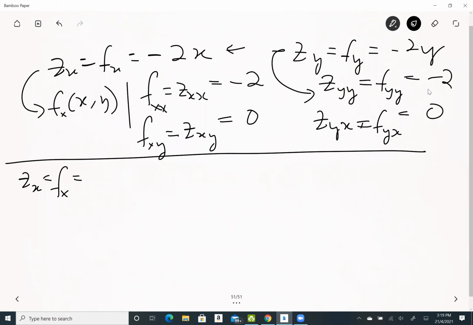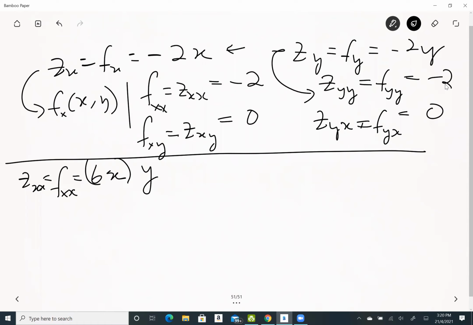What is the derivative of fx? The first term, what do you get? 3x squared y. Oh, I'm sorry, we are talking about the second derivative, should be zxx, fxx. So derivative of the derivative. The first term you said is 3x squared y, so differentiate that with respect to x. What do we get? 6xy. Good.